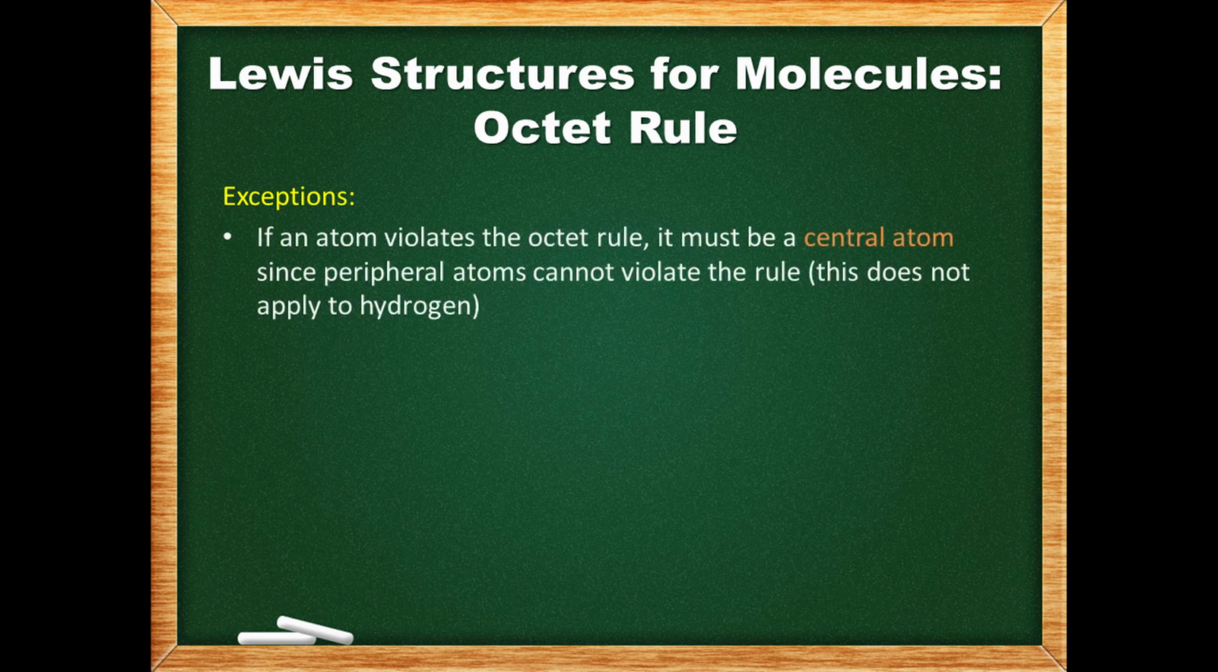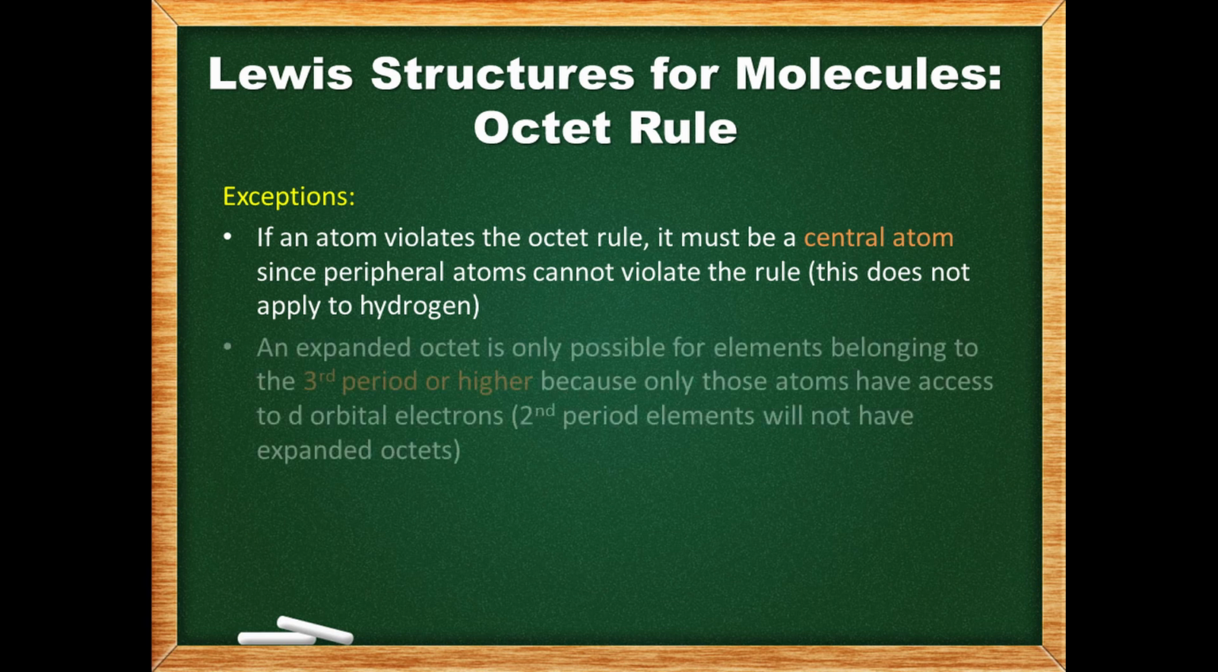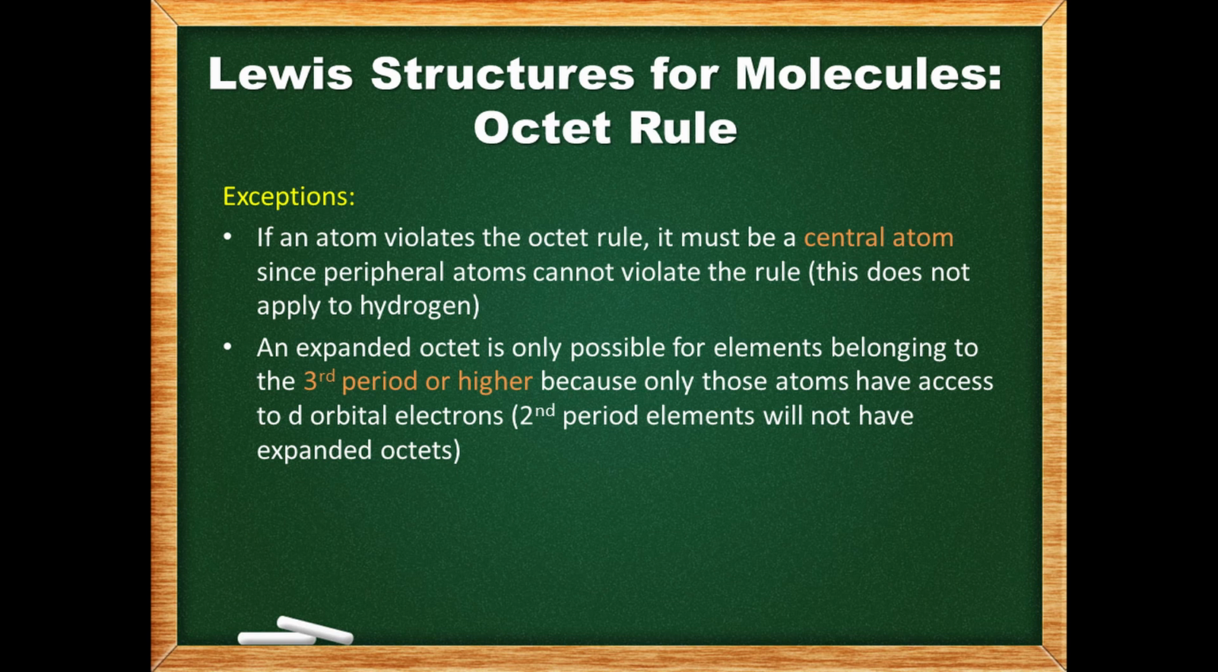If an atom does violate the octet rule, then it must be a central atom in the molecule, since a peripheral or surrounding atom must not violate the octet rule. This doesn't apply to hydrogen, which is associated with only 2 electrons in molecules. An expanded octet, which means there are more than 8 electrons, and it's also known as hypervalency, is only possible for elements belonging to the 3rd period or higher because only those atoms have access to d orbital electrons.